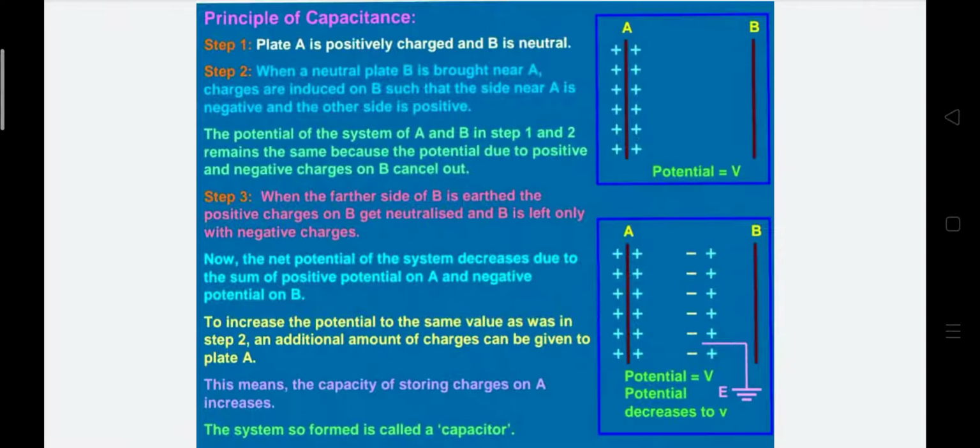To increase the potential to the same value as was initial in the beginning, an additional amount of charge has to be given to plate A. What are we doing? We are again giving an extra amount of charge to the plate A. This means that we are increasing the capacity of storing charges on A. We are giving extra amount to bring it back to the same potential V.